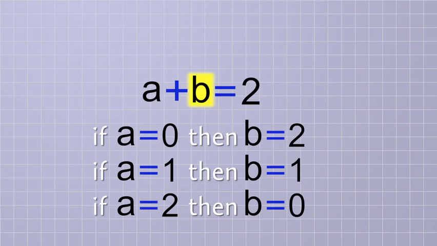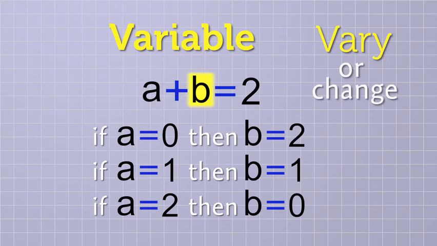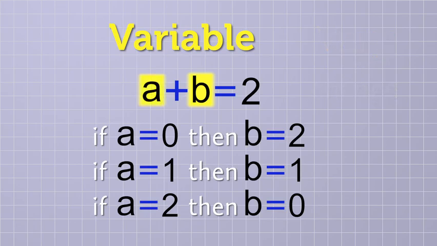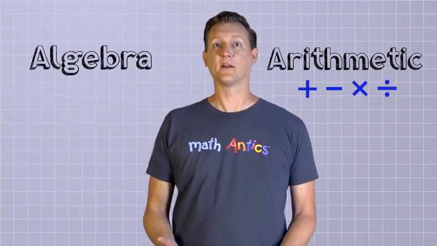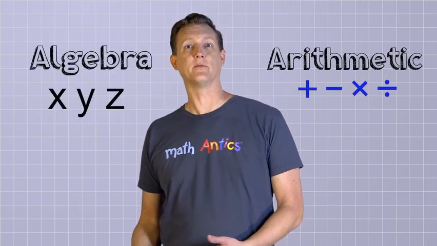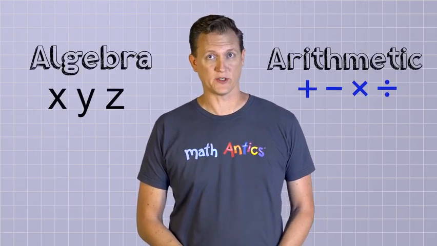b can't have two different values at the same time, but its value can change over time if the value of a changes. In algebra, b is what's called a variable because its value can vary or change. In fact, in this equation, both a and b are variables because their values will change depending on the value of each other. Alright, so far we've learned that algebra is a lot like arithmetic, but that it includes unknown values and variables that we can solve for in equations.